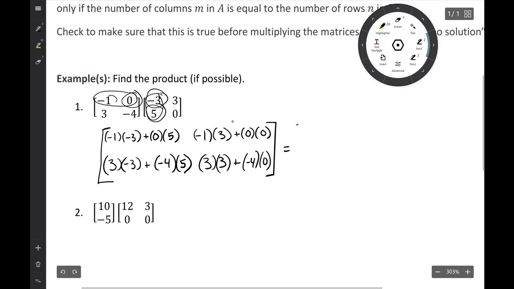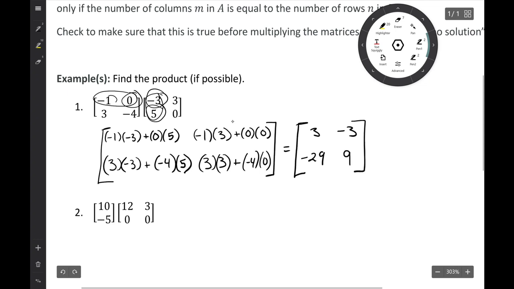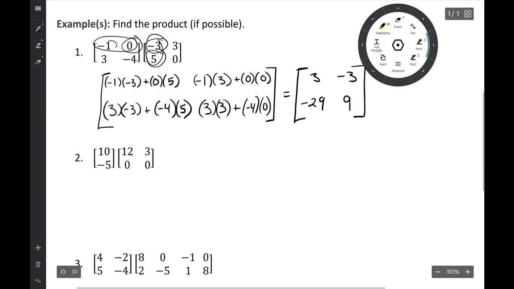Put this all together, and your resulting matrix is -1 times -3 is 3 plus 0, so 3. Second entry is -3. Then we have -9 plus -20, so -29. The last piece is just +9. That's how you multiply matrices. Let's see some more examples.